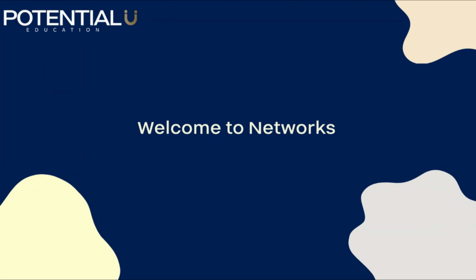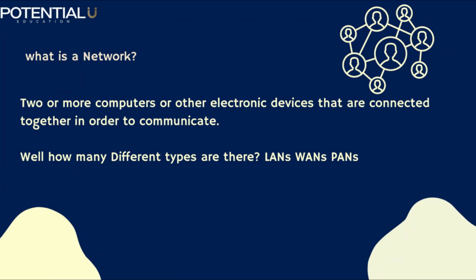Welcome to networks. What is a network? So a network is two or more computers or general electronic devices that are connected together in order to communicate. So how many different types of networks are there? There are three different types of networks, LANs, WANs, and PANs.